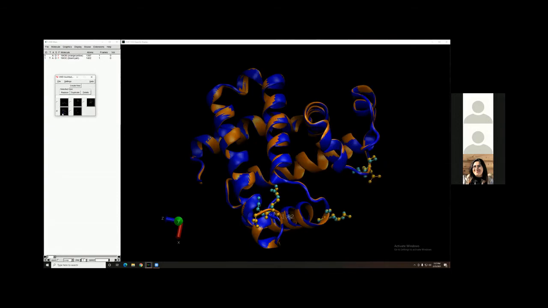So here I show the overlapping molecules. 1 MOB is shown in orange and 1 MOC is shown in blue. As you can see, residue 152, which is glutamine, and 153, glycine, right here on the left, are in different spatial arrangements, as well as residue lysine 96, shown right here in the bottom middle. And then finally, residue arginine 45 is shown on the right.